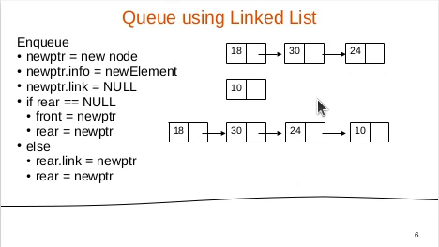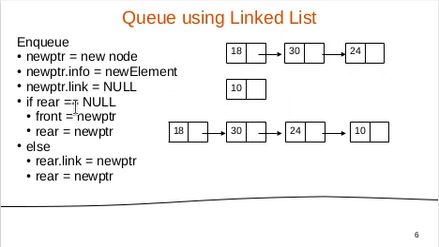Now queue using linked list. In linked list we do not have to check if the linked list is full or not, as linked list can be extended as much as we want. So now first we have to set a new pointer, that will be the new node. So new node means there will be new info and link. So new node will be new pointer. New pointer dot info will be the new element, that means 10, and the link portion of this new pointer will be null. So this we set.